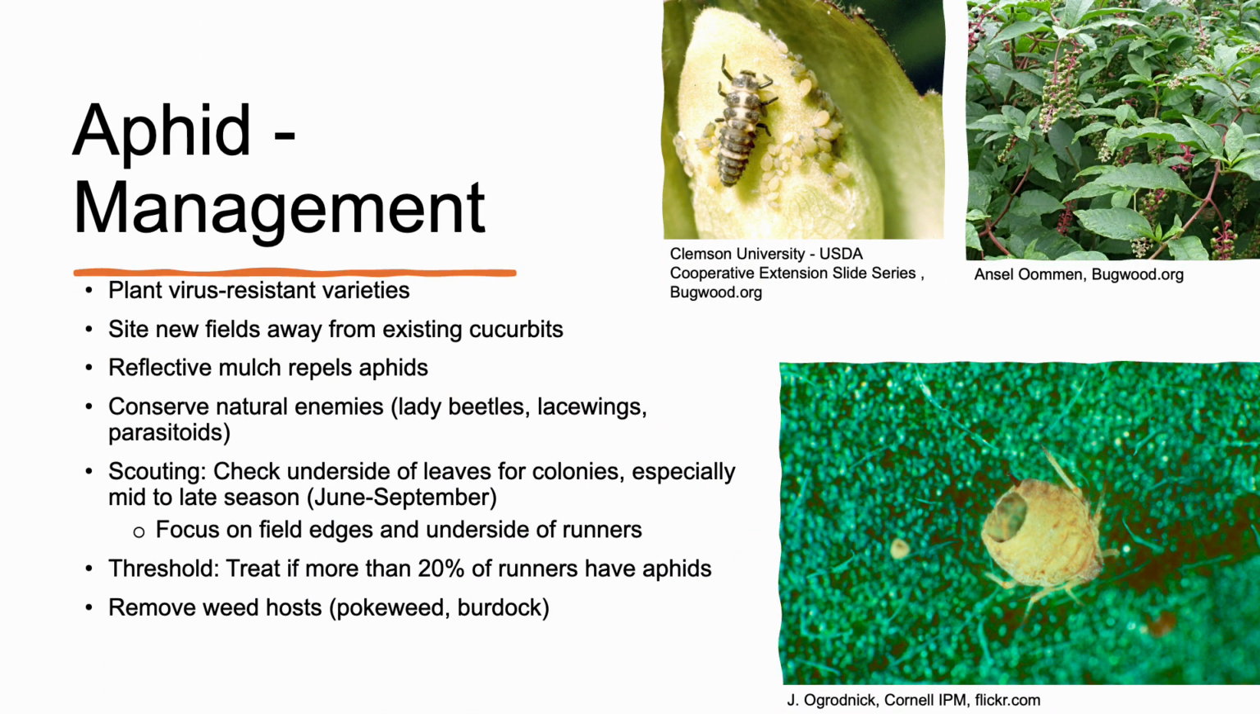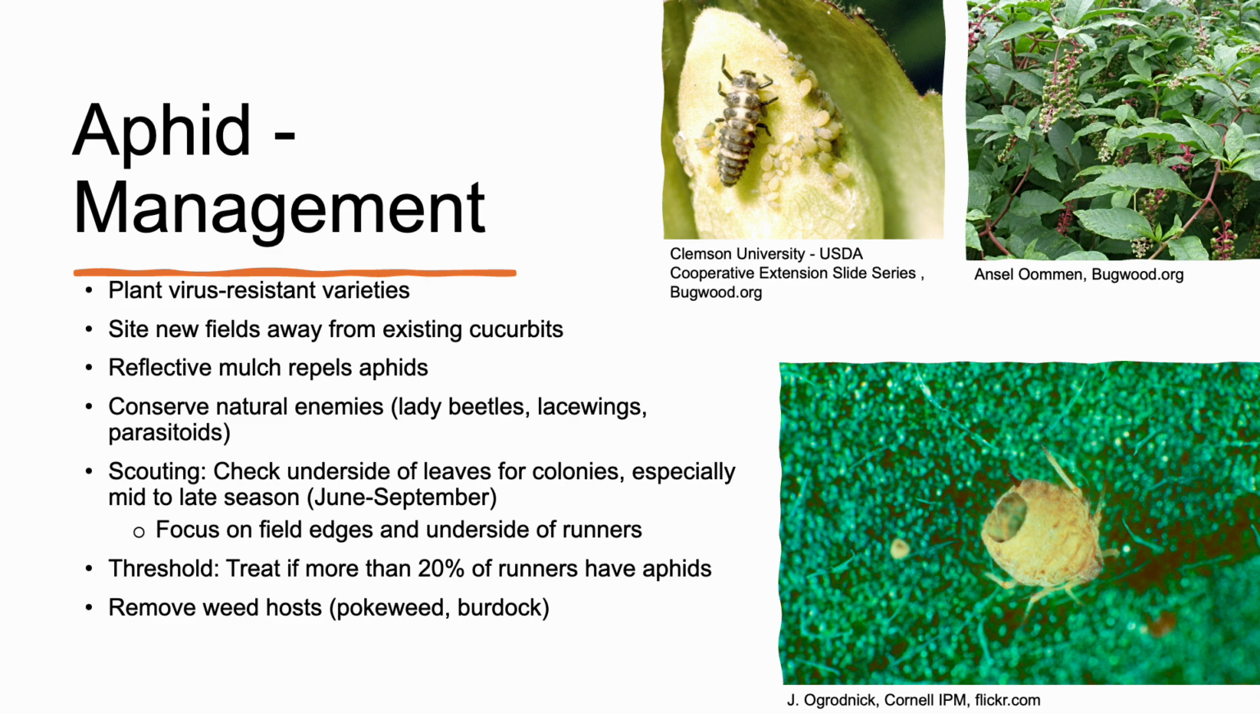Because of this damage, managing aphids early is critical. Effective aphid management starts with prevention, such as planting virus-resistant varieties and placing new fields away from existing cucurbits. Reflective mulch can help repel aphids, and conserving natural enemies like lady beetles, lacewings, and parasitoids provides valuable biological control.